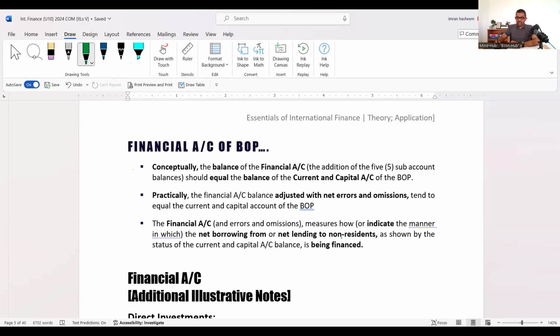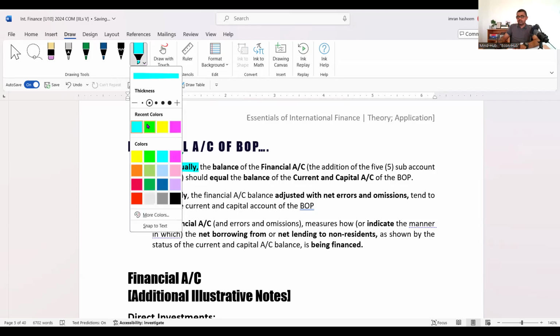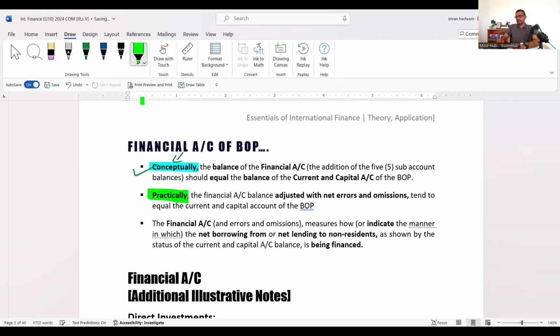Now, this is the second time we are saying this, so it has to really go into your head now, right? Theoretically, conceptually. Then practically, now we are looking at it practically. The financial account balance adjusted with net errors and omissions tends to equal the current account balance. Otherwise, it doesn't. We have to adjust with the errors and omissions.